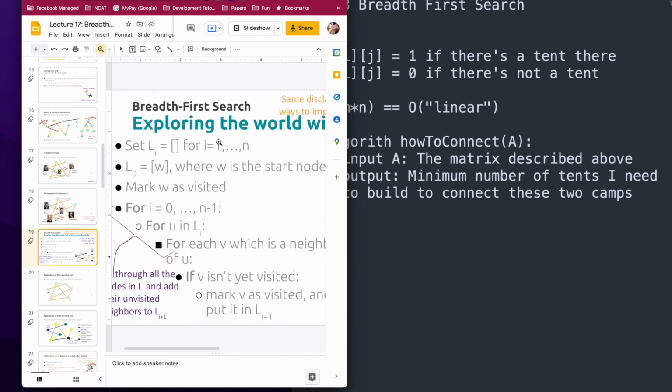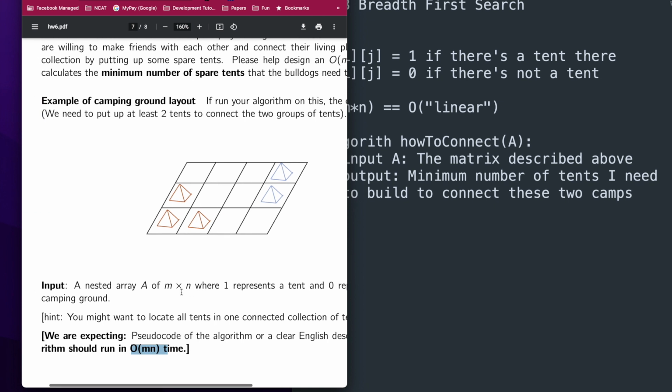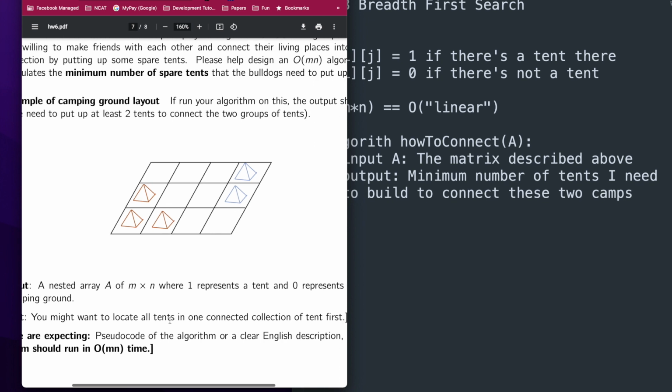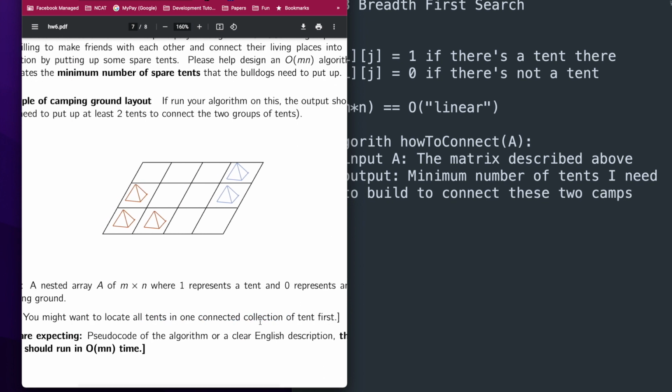Let's take a stab. Let's try to use breadth first search first, but let's think about the problem a little bit too. I encourage you to pause the video and think through how you would solve this with a modified version of breadth first search. If you came back, then you want to follow the hint here, which is you might want to locate all the tents in one connected collection of tents first.